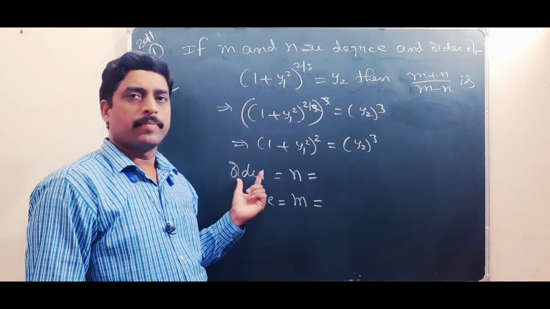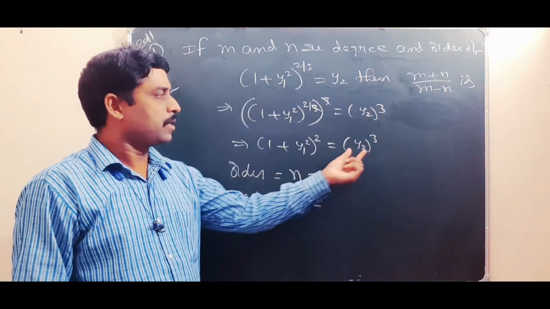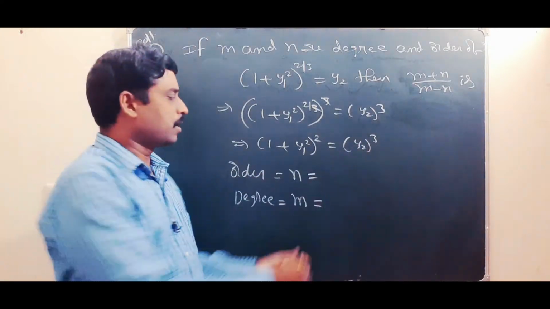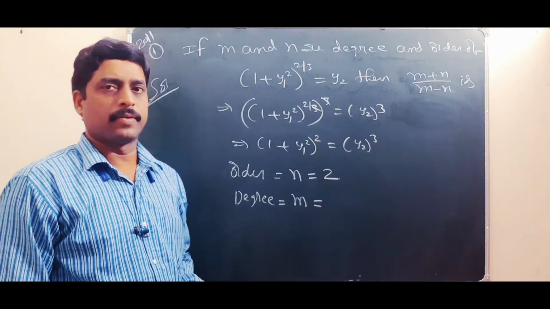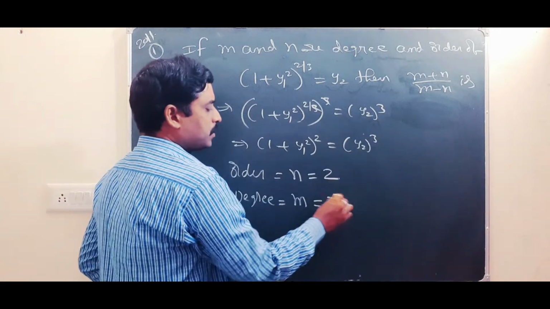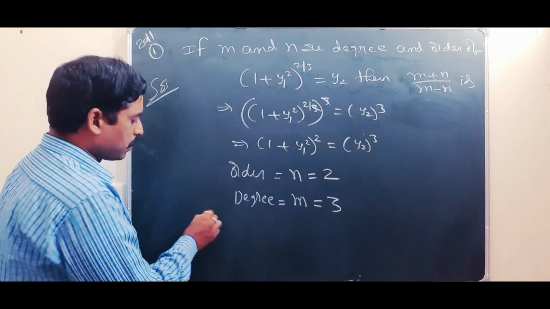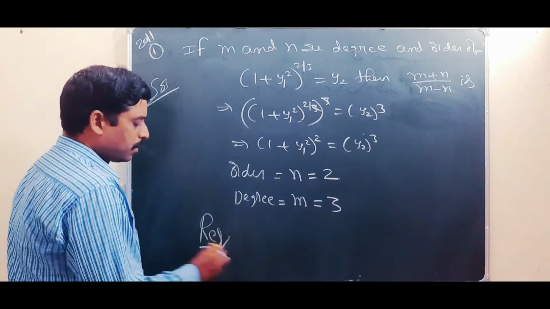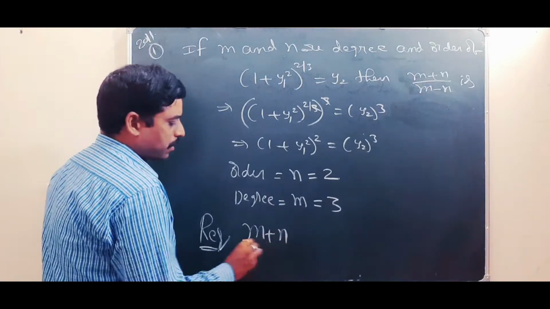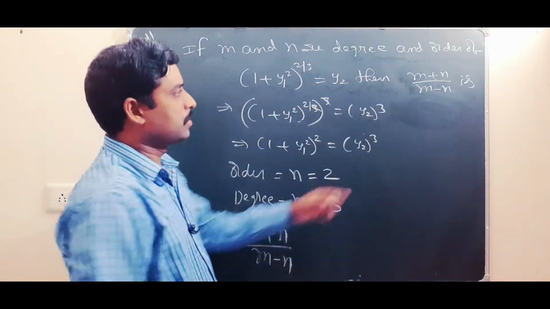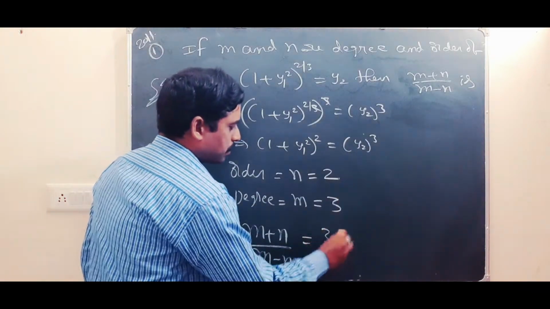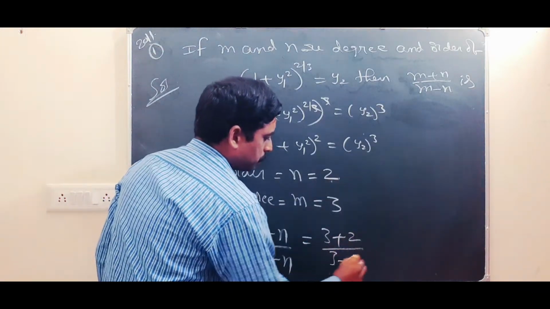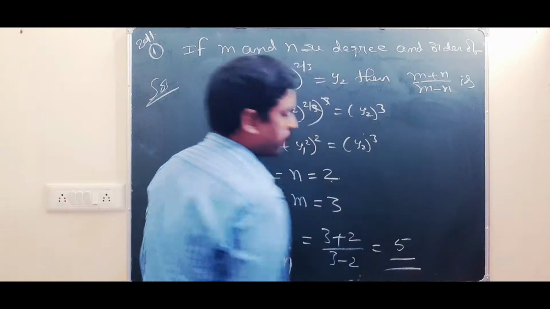So what is the order? The highest derivative. In this, the highest derivative is y2. Okay, order is equal to 2. So degree is the power of the highest derivative. In this, the power of the highest derivative is 3, so m is equal to 3. But what is our target? Required (m + n)/(m - n). Okay, this is our target, (m + n)/(m - n), where m is 3: (3 + 2)/(3 - 2). Okay, it will be 5.